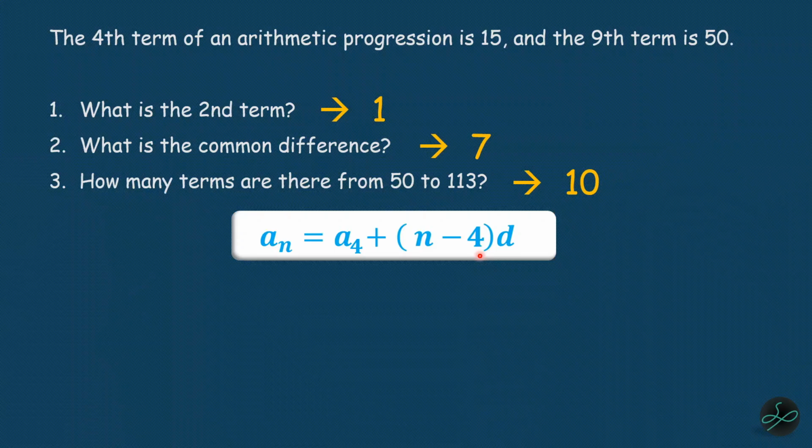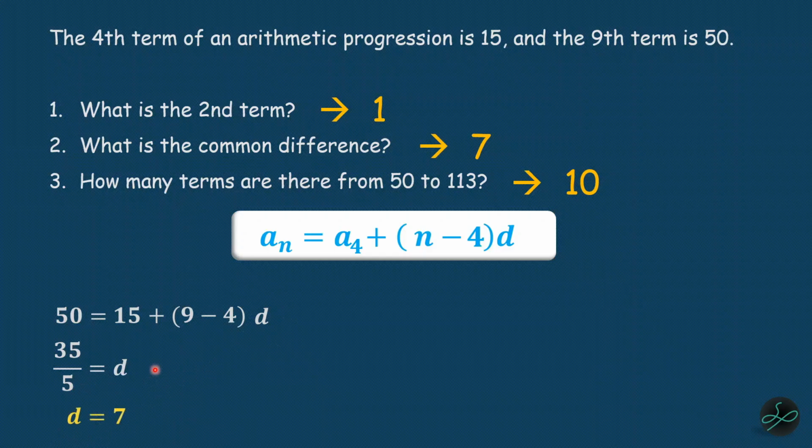Again, I will repeat the question. How many times do I have to add the common difference to the fourth term in order to get to the given term of n with a value of 9? Now let's put it to use. Ninth term of 50 for a sub n equals fourth term, which is 15, plus the quantity of 9 minus 4 multiplied by d. Transposing 15, this becomes 35. Cross multiply 9 minus 4, here goes the 5 there. This gives us a common difference of 7, confirming the answer I have already given above.